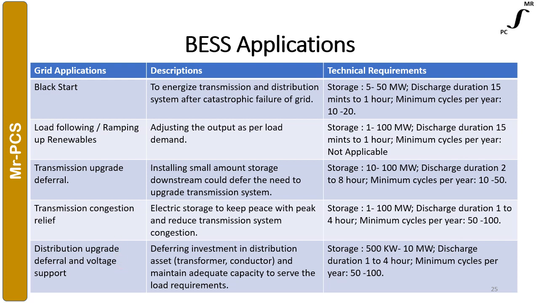Battery storage can be located where it is significantly expensive to invest in transmission and distribution infrastructure, and such grid congestion can be addressed with a battery storage system at the distribution center. Storage system size varies between 500 kilowatt to 10 megawatt with the discharge time between 1 to 4 hours and minimum operating cycles around 50 to 100 are generally used for such applications.